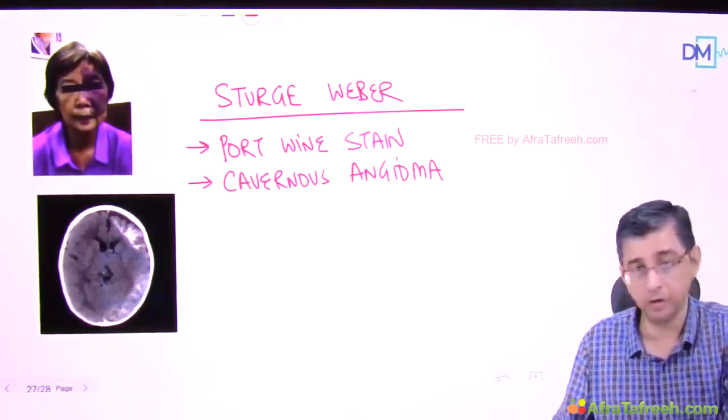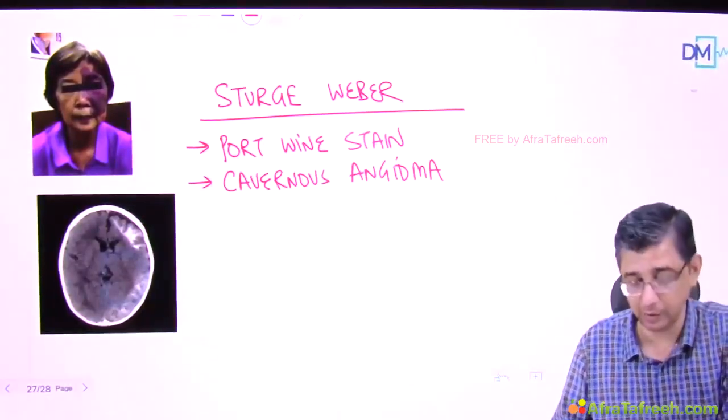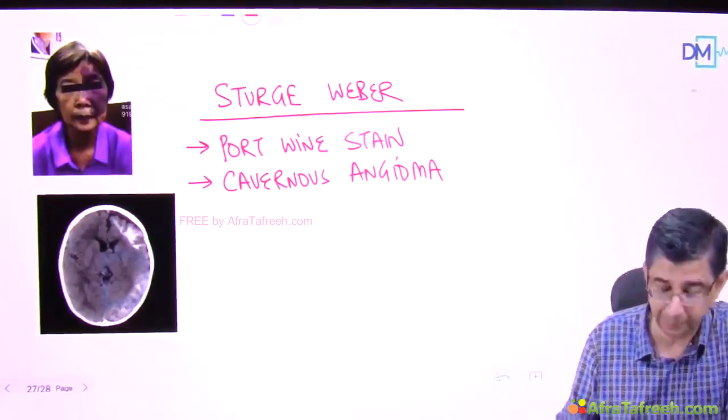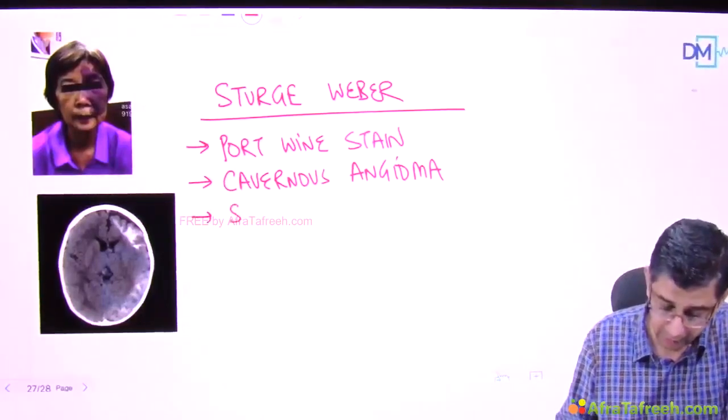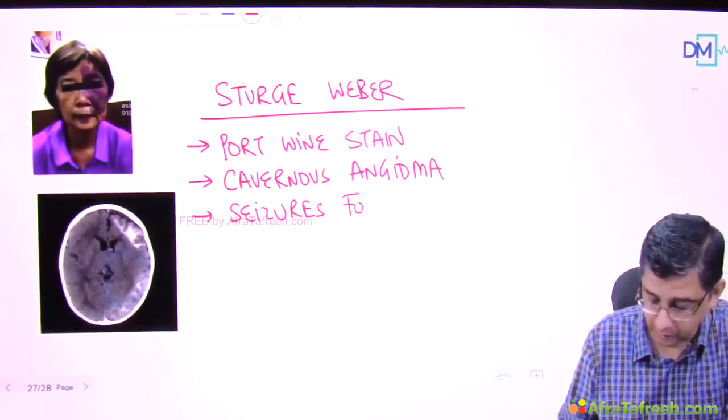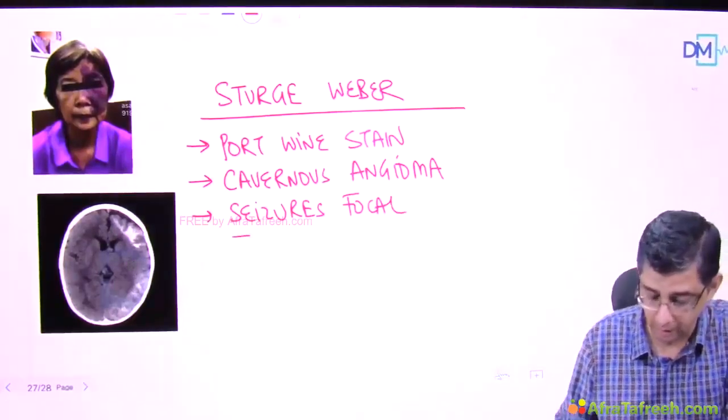Please note that the topic is neurocutaneous disorder, which is responsible for epilepsy. The cutaneous component is the port wine stain and the neurological component is cavernous angioma. The manifestations can be remembered like this. The patient will have recurrent episodes of focal seizures because there is a CNS malformation.